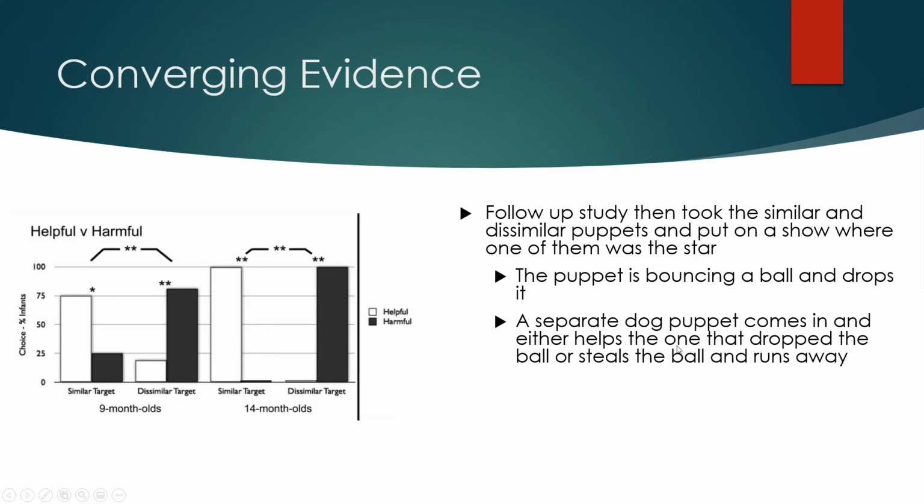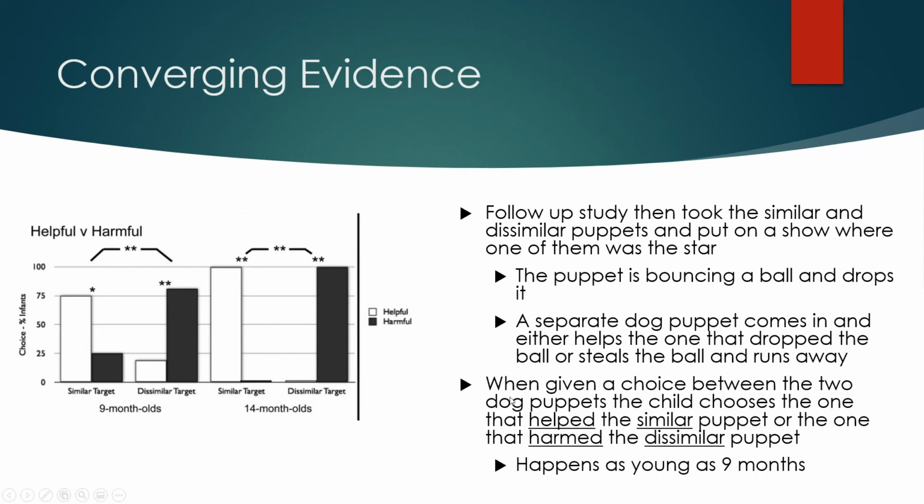Okay. Now, when they're given a choice between the dog puppets, this is really interesting. The kids choose the one that helped the puppet that was similar to them, but they also would choose the one that harmed the dissimilar puppet. So they wanted to hang out with the dog that helped the one that liked the food that they liked, but they also wanted to hang out with the dog that punished the one that didn't like the food that they like. And I mean, these results are staggering. Look at how clear cut this is.